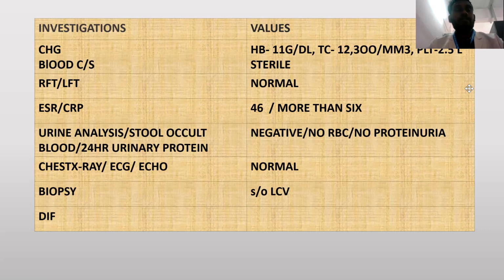On investigations, CBC hemoglobin was 11 gram per deciliter. Total counts were 12,300. Platelets were 2.5 lakh. Blood culture sensitivity was sterile. RFT, LFT was normal. ESR and CRP was 46. The urine analysis, stool occult blood, 24-hour urinary protein was negative. Then chest X-ray, ECG were normal, and biopsy was suggestive of leukocytoclastic vasculitis.